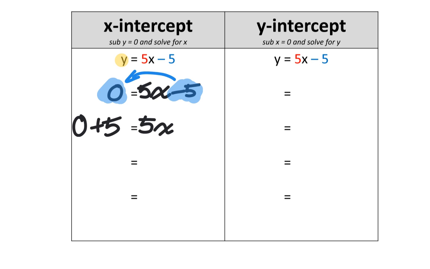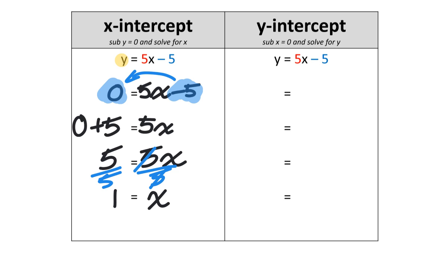Next, we can simplify 0 plus 5. That just becomes 5, and the 5x stays the same. At this point, we're going to divide both sides of our equation by 5, because the opposite of multiplying is dividing. And what you do to one side of an equation, you must do to the other side of an equation. These 5's are going to cancel out. The x stays the same. 5 divided by 5 becomes positive 1. Therefore, the x-intercept is positive 1.